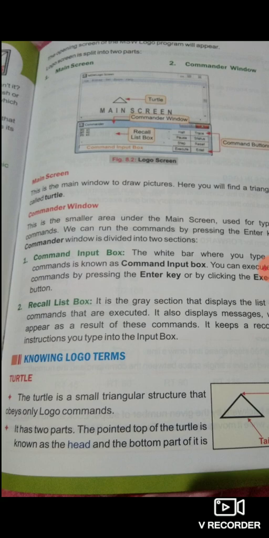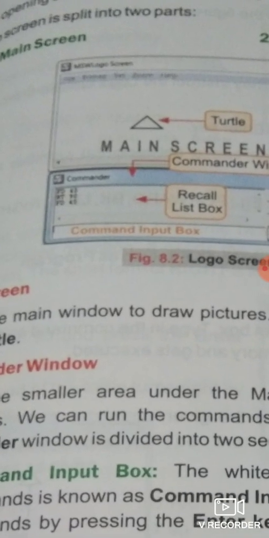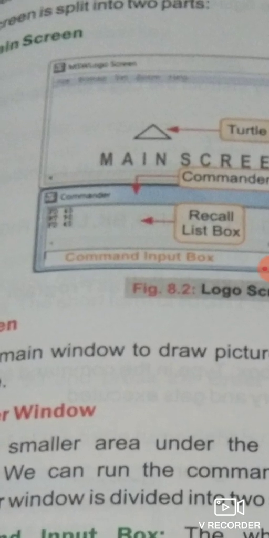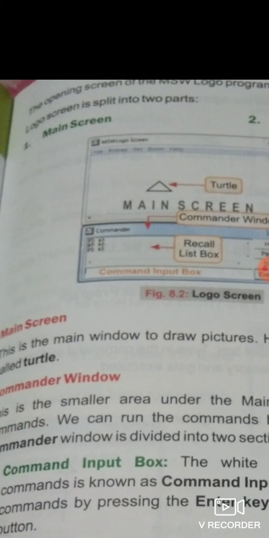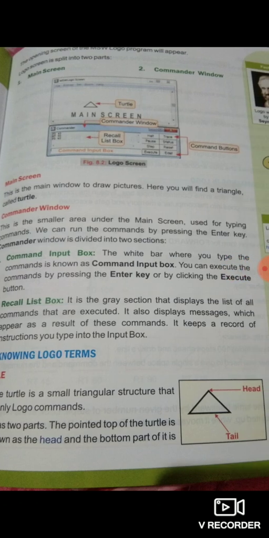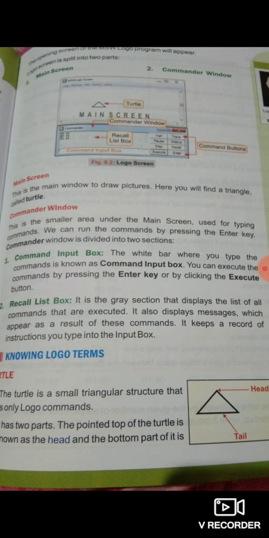What is recall list box? You all can see here this area just above the command input box. You can see recall list box. There you can see all the typed instructions and commands. Whatever you type in command input box, it will be visible in the recall list box. It's a gray section that displays the list of all commands that are executed. Whatever commands you write in the command input box and run, you can see those commands in the recall list box.